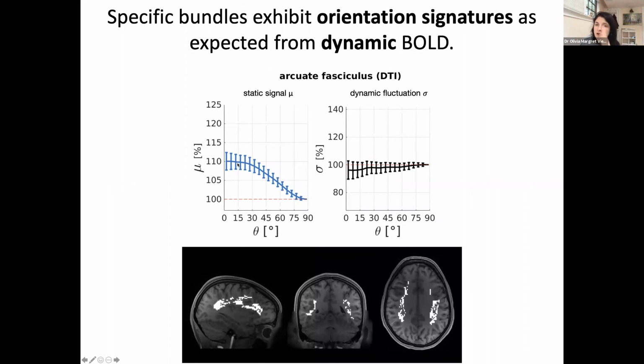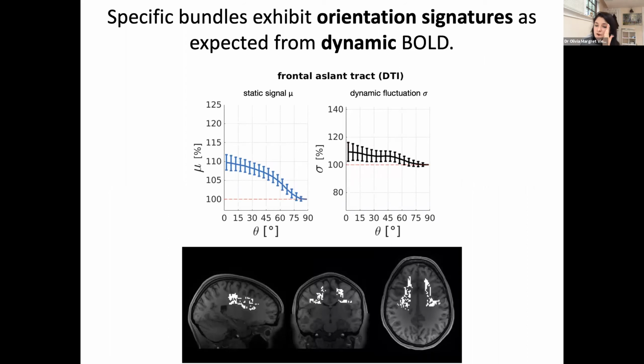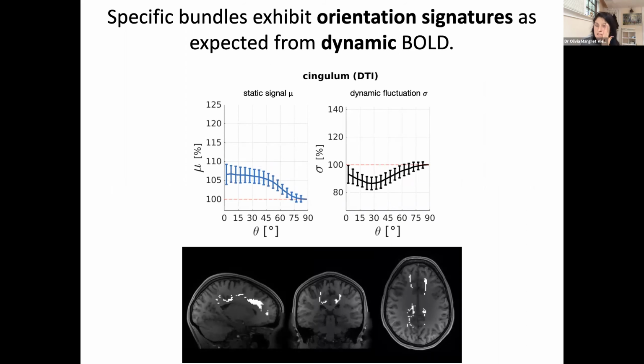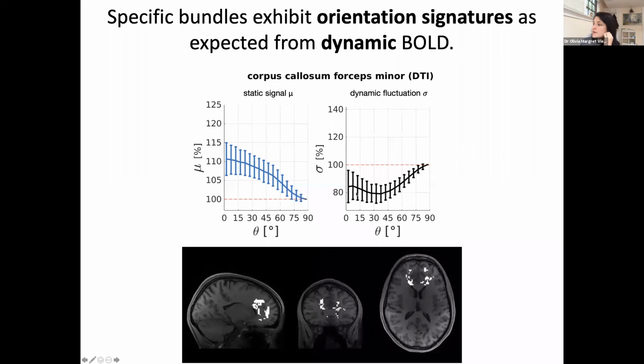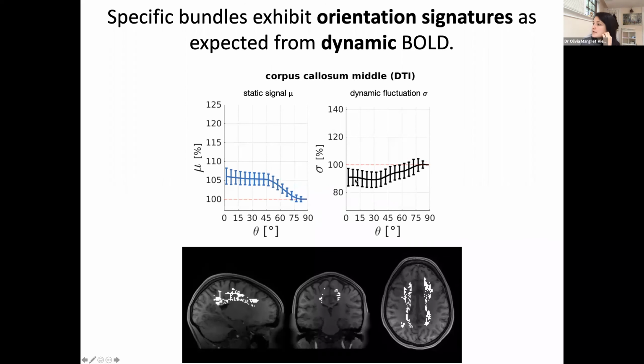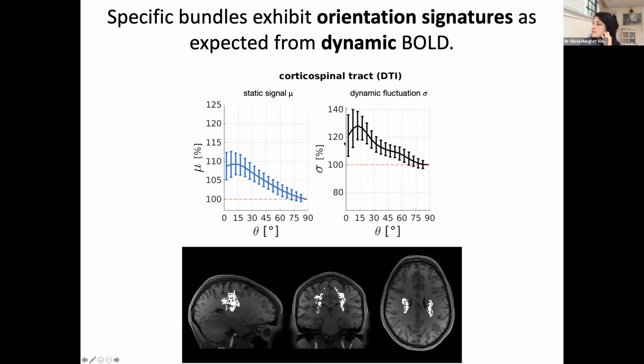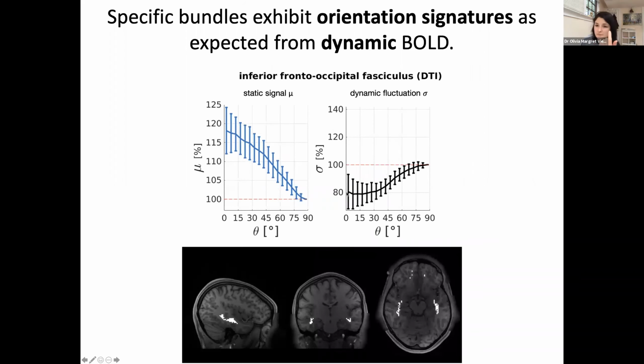So everywhere we suspect that we have myelinated fibers and potentially vessels that follow this orientation curve. But then we can see how here, for example, the corpus callosum has this negative orientation bias, whereas the corticospinal tract shows the other way around.